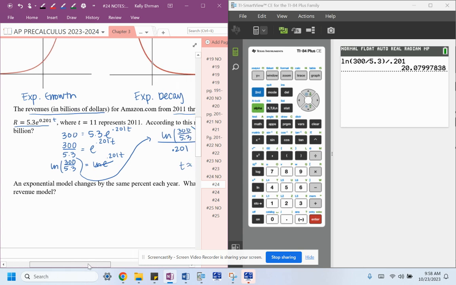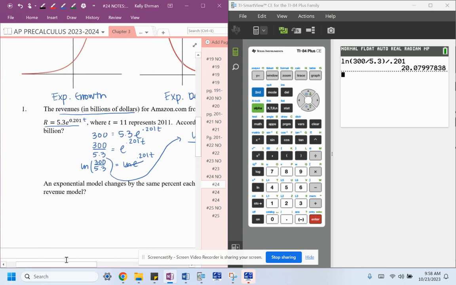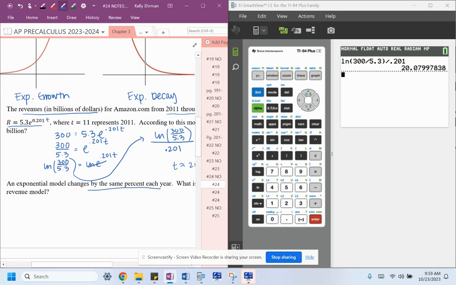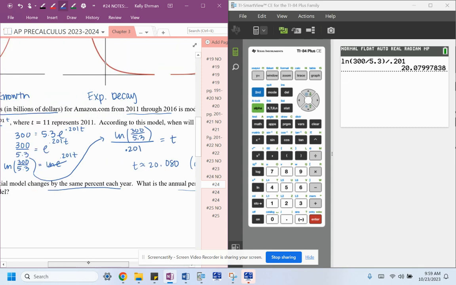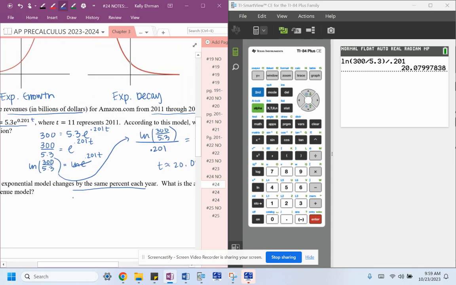An exponential model changes by the same percent each year. This is a question I saw pop up a few times in AP Classroom. What is the annual percent increase for Amazon's revenue model? So here's the way percent increase works. You have y equals a times b to the t, right? And this b value, if we have a percent increase, is 1 point something. So whatever that extra decimal is, that's your percent increase. Like if it's 1.05, 5% increase.